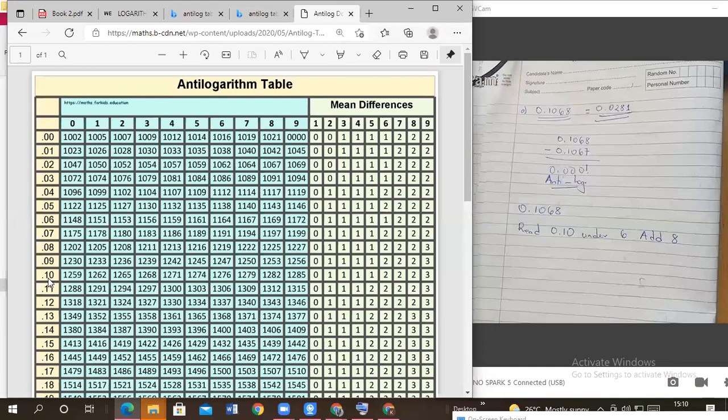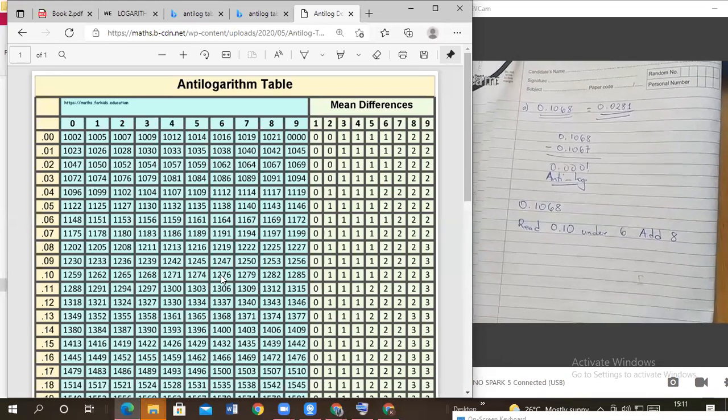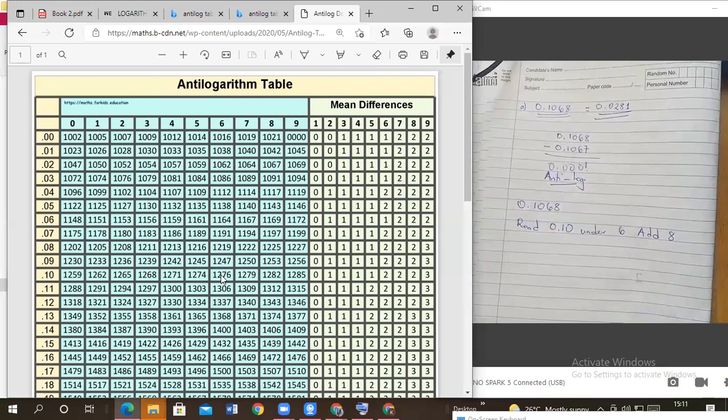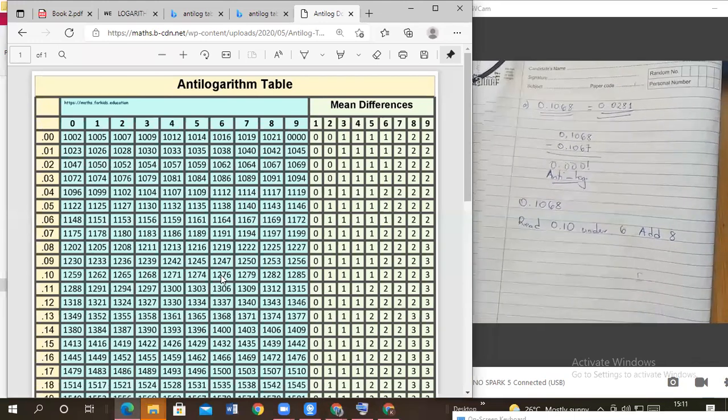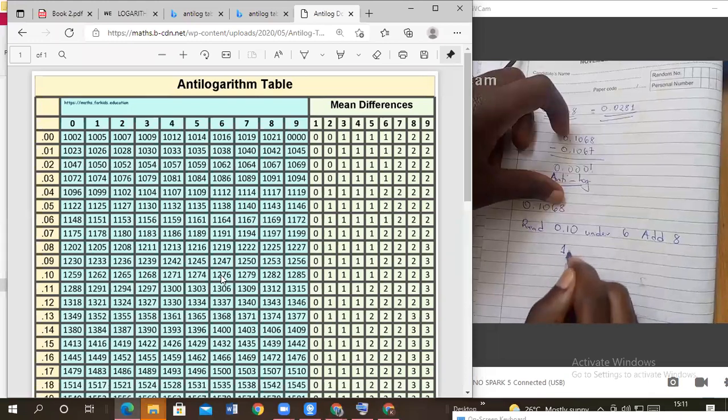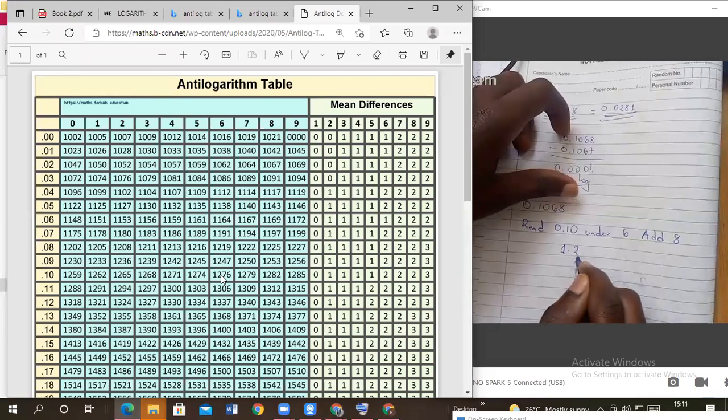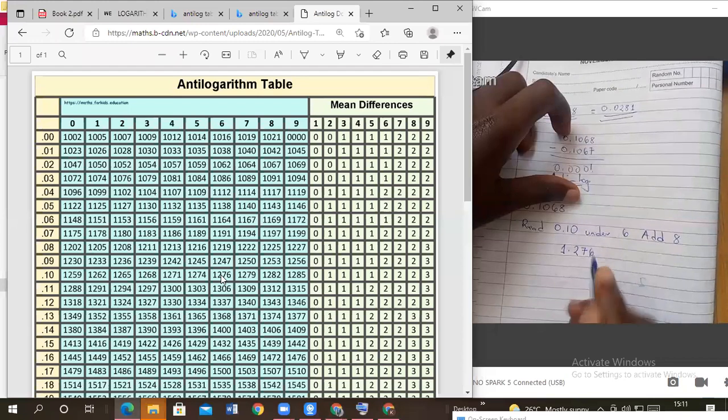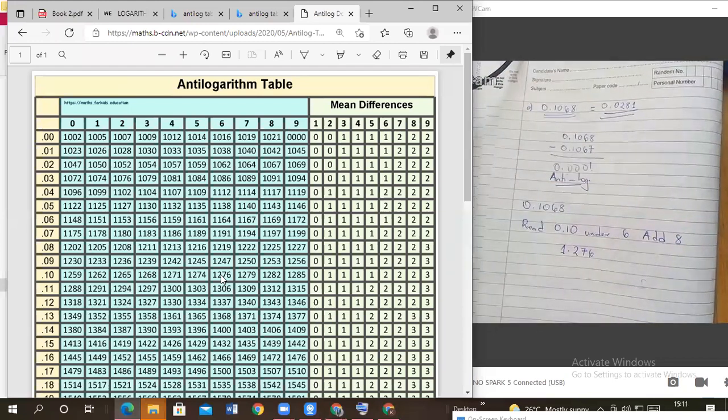0.10, under 6, is here where the cursor is. Are you seeing where the cursor is? What is that number? That is 1 point, everything there is 1 point 276. Then we are adding 8, not so?